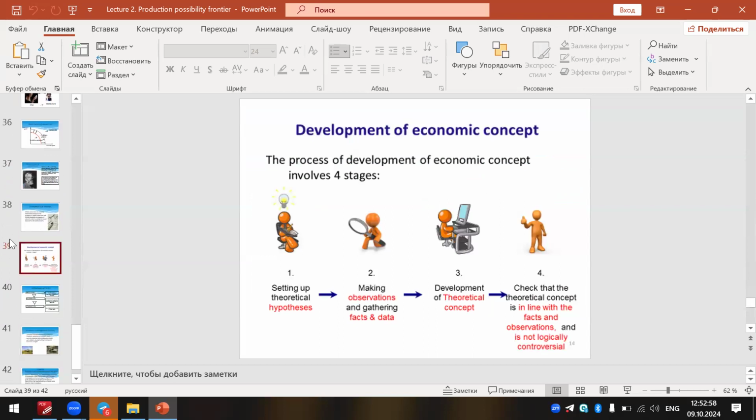So how do we develop an economic concept? The process of development of economic concepts always involves four stages. First of all, we set up a theoretical hypothesis. We make observations and gather facts and data. We develop the theoretical concept, and then we check the theoretical concept against the facts and observations, and that it is not logically controversial, for example.